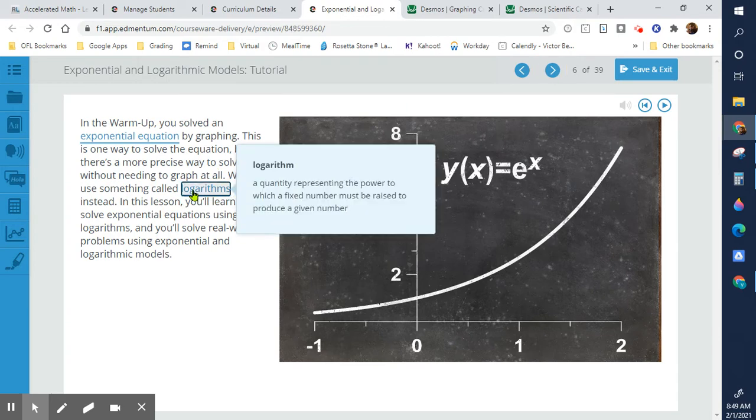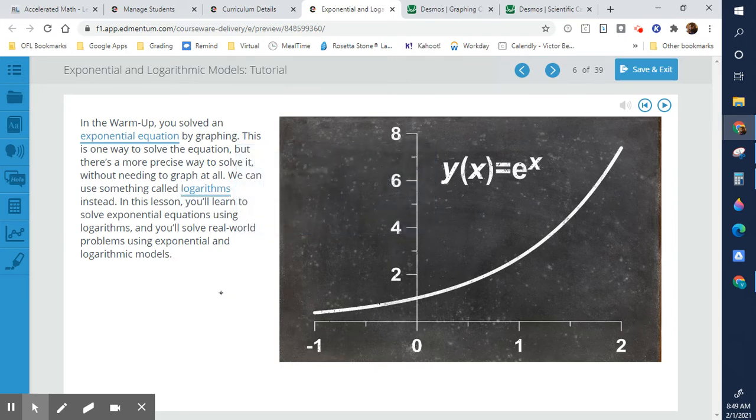And logarithms are kind of the way to just do powers backwards. So their definition for logarithm is a quantity representing the power to which a fixed number must be raised to produce another number. In other words, this log tells us how many times we have to use this b to get this x. So it's saying what the y is.